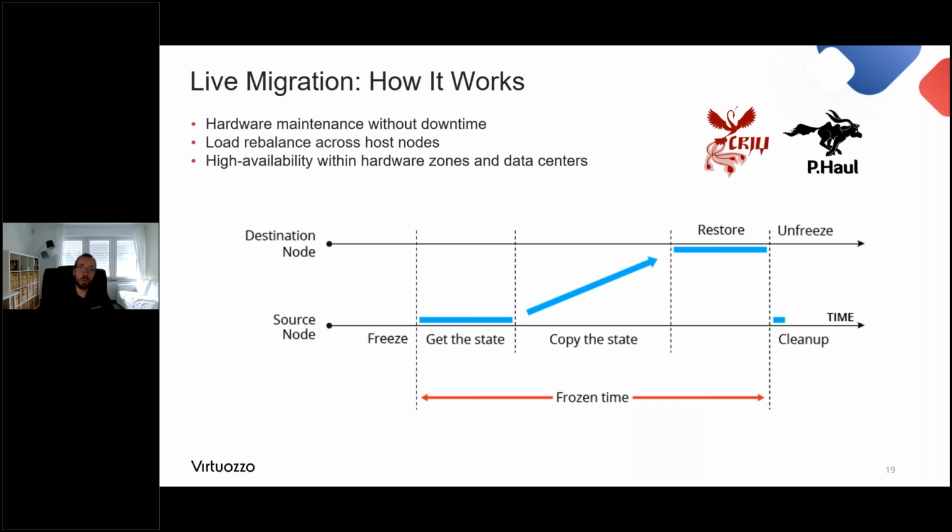And in a nutshell, it works in the following way. We have a source node, and on the source node, we freeze the container, get its state, copy the state and memory to the destination node, restore it there, and unfreeze it. And there is, of course, a frozen time. But this is the simplest approach.